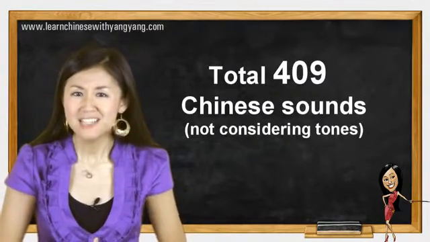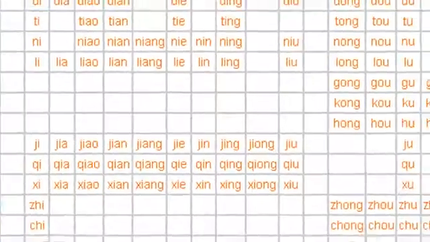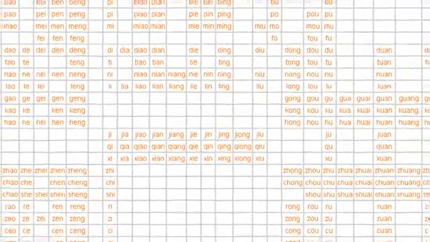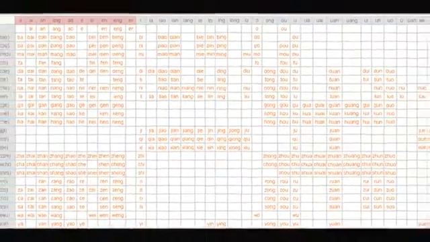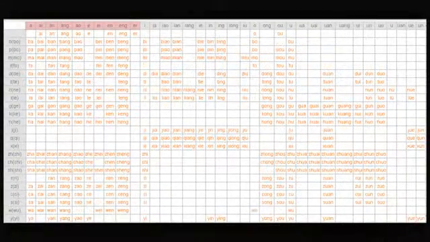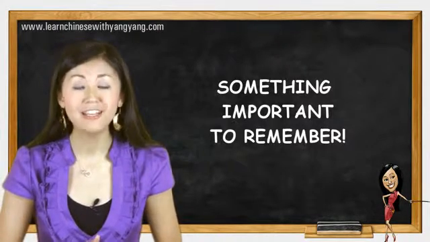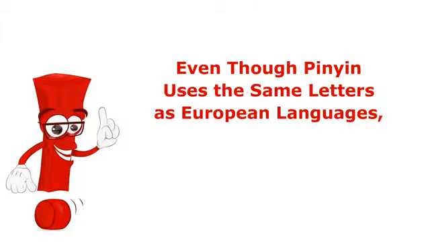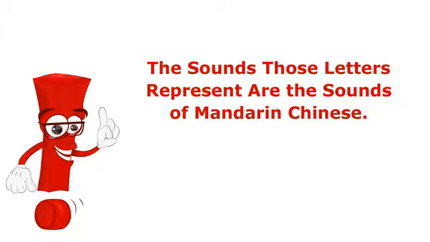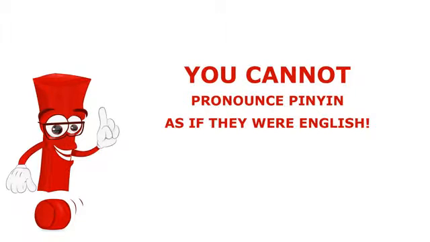You say, what? 409 sounds? Basically, if you master all these 409 sounds, of course, it doesn't include tones, and then you're done. You know every single sound out there in Chinese. However, there's something really important to remember here, that even though Pinyin uses the same letters as European languages, the sounds those letters represent are the sounds of Mandarin Chinese. So you cannot pronounce Pinyin as if they were English.